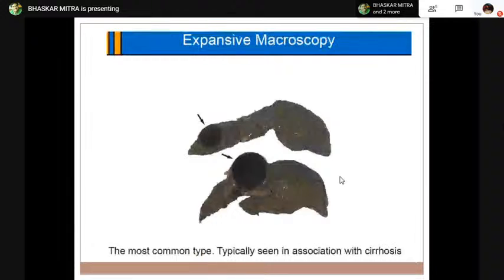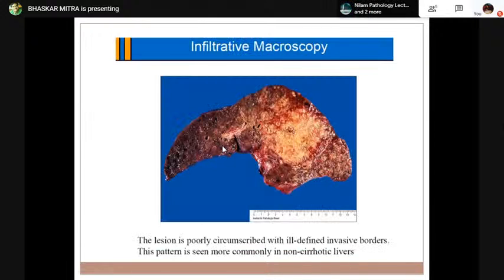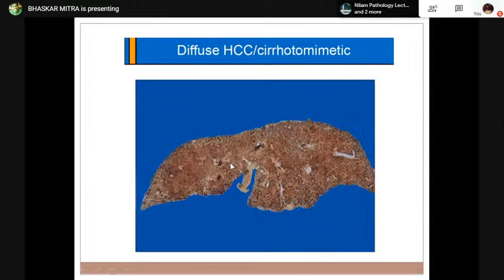Now, pictures. Expansive growth, expansive nodules within the parenchyma, liver parenchyma, or maybe a bit bulging outside, more appreciated in the reticulin stain. Here we can see the expansive growth. It may be infiltrative, with ill-defined borders infiltrating here and there like this. This is an infiltrative growth. This we see in the gross examination, what type of growth it is. This is very important. And this is a diffuse growth.